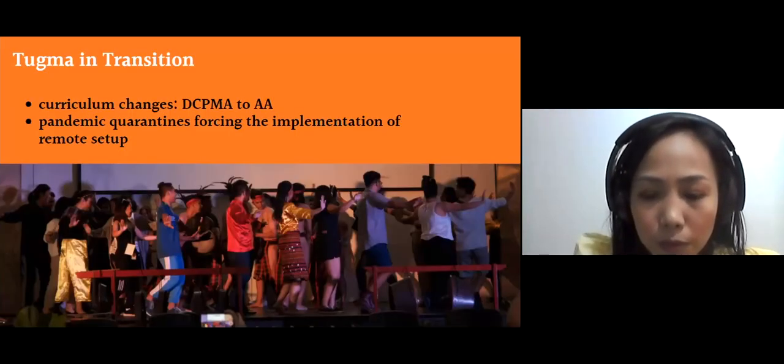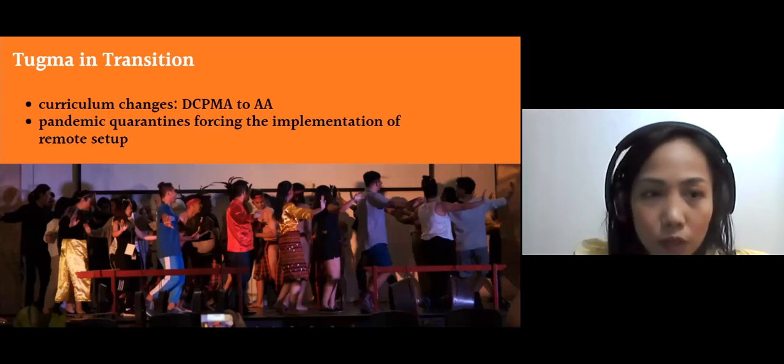Okay, so that's our typical day of rehearsals. And as you can see, there is more movement or more space for improvisations between the performers.